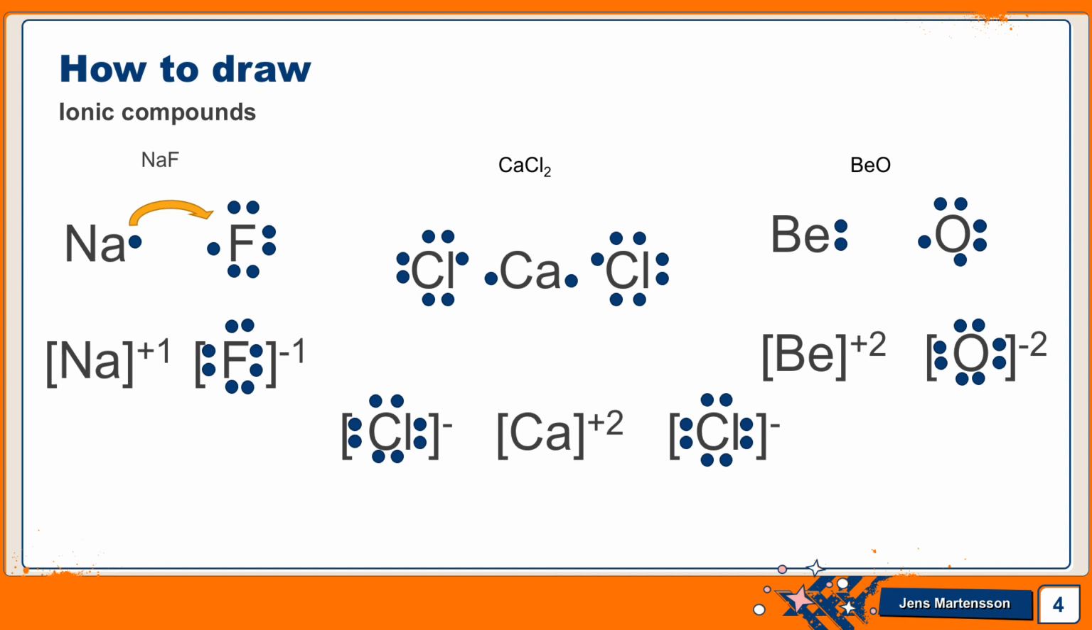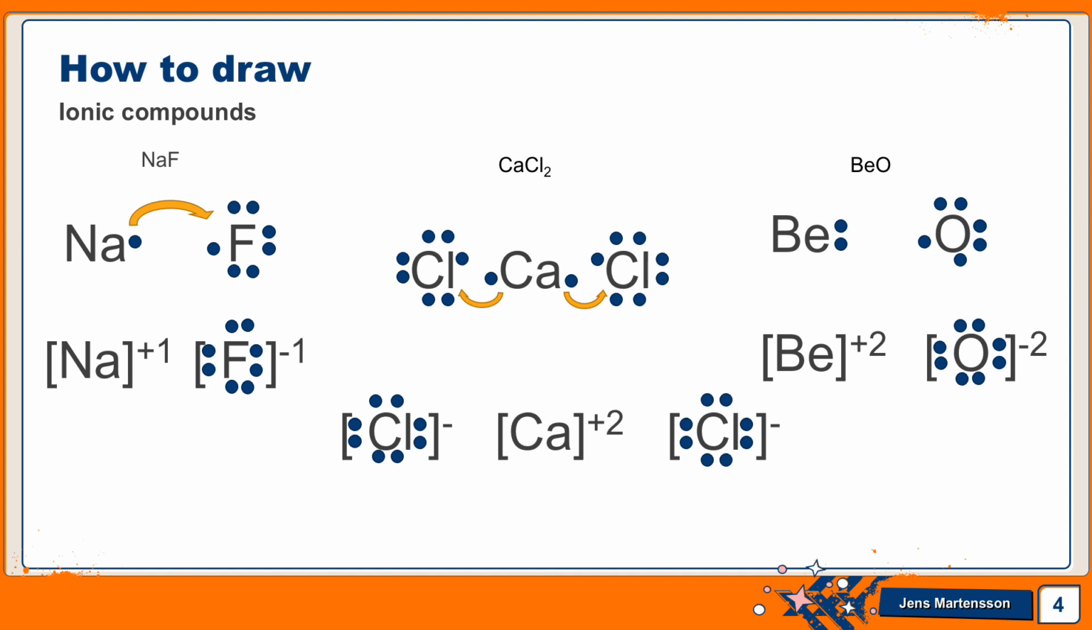Next up, we have calcium chloride. Calcium is the metal and chlorine is the nonmetal. So you can see here that calcium has 2 valence electrons and both of the chlorines are in need of 1. So calcium is going to transfer those electrons over to the chlorines, and that is going to satisfy the octet rule and give us our full outer shell.